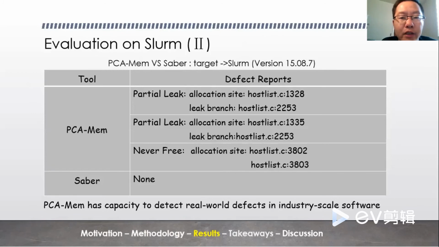About the effectiveness, PCA Man reported a total of 21 leaks, in which 10 were associated with global variables and 4 were manually validated to be defects, including 2 partial leaks and 2 never frees. By contrast, Sabre reported 10 leaks identified as false positives. So PCA Man has the capacity to detect real-world defects in industrial-scale software.